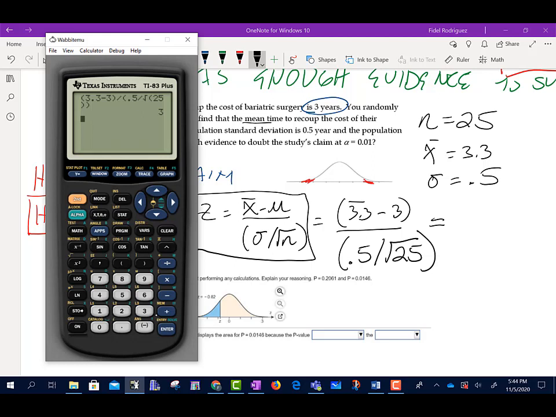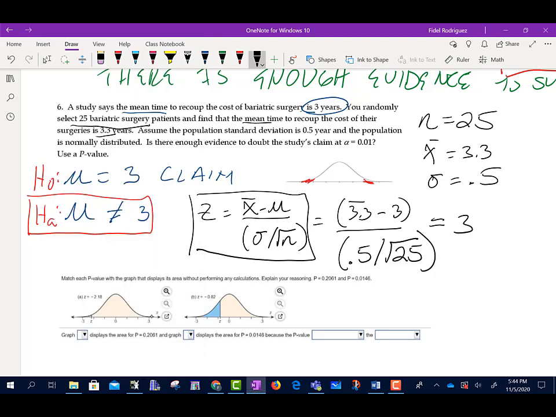And okay, let's make sure. Did we get the right thing? Let me just double check, guys. Sometimes when I come up with a real pretty answer, I'm always a little skeptical. Doesn't mean it's wrong. Just want to double check. 3.3 minus 3, okay, divided by 0.5 divided by the square root of 25. We close it again. And okay, so got it again. I'm okay. I'm feeling better about it. Came up with z equals 3. All right, so let's see what this means now.